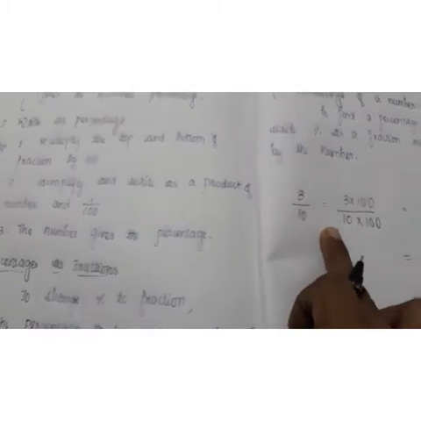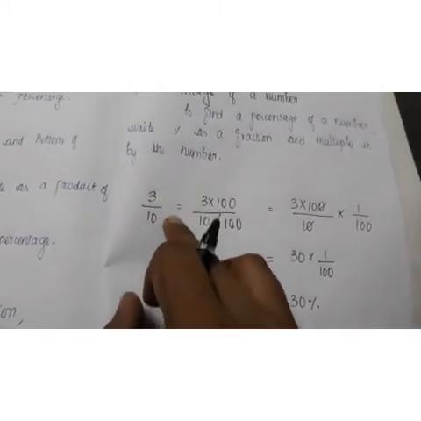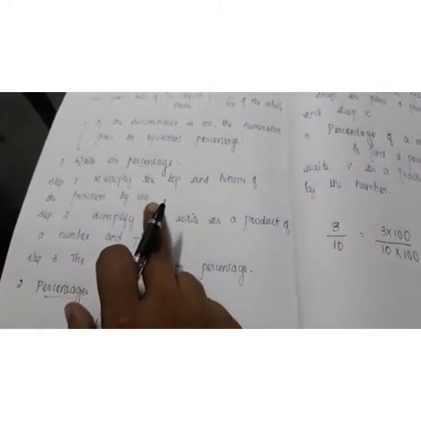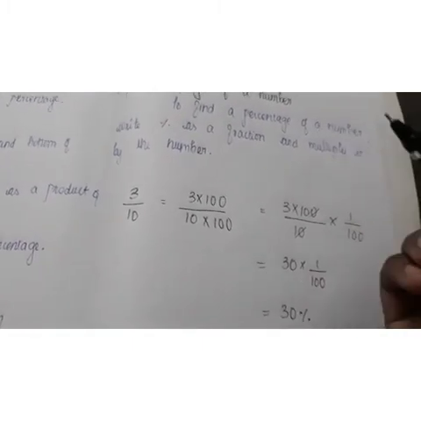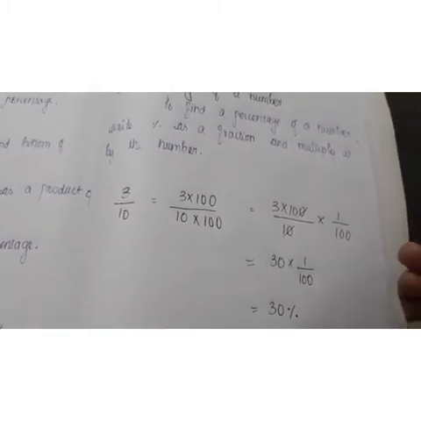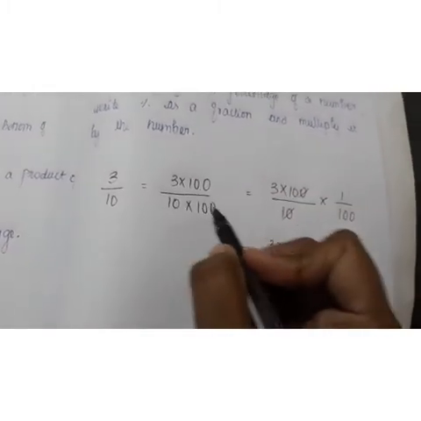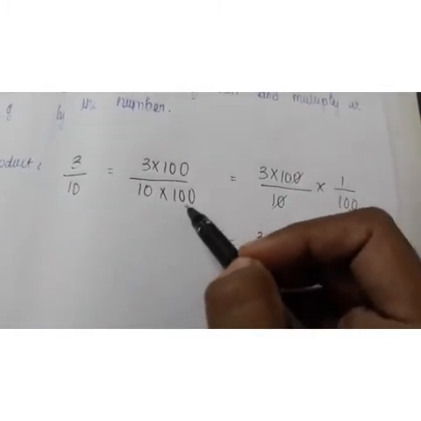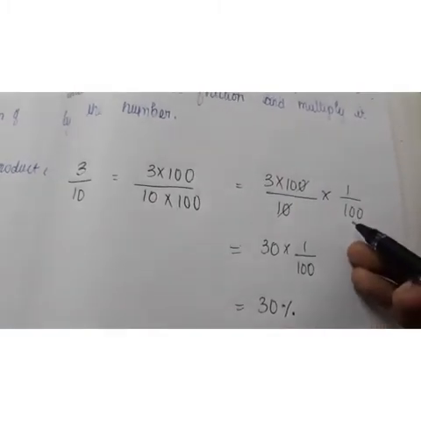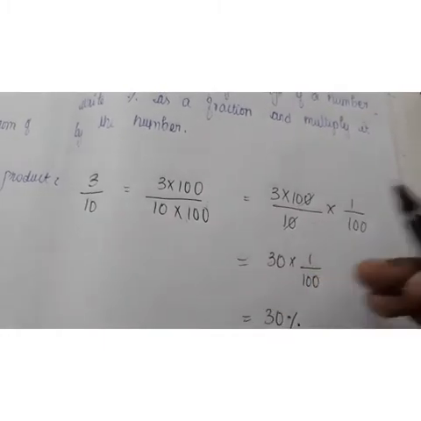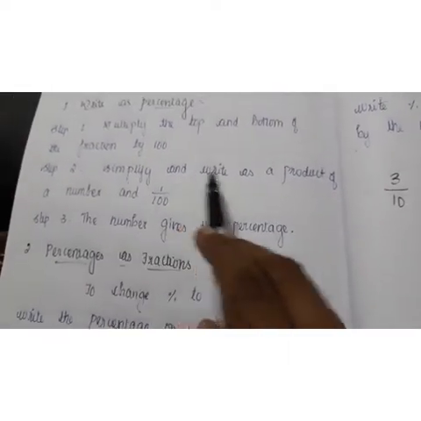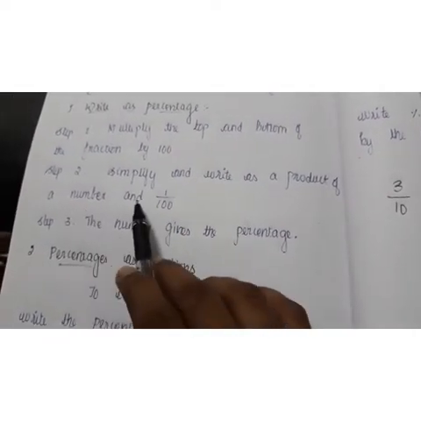See here, for example 3 by 10. One fraction is given. The first step is to multiply the top and bottom of the fraction by 100. So multiply the numerator and denominator by 100, because when 100 is there in the denominator then only we can convert it as percentage, right? So that's why. Then this 1 by 100 I write separately, 1 by 100. Then the remaining things, 3 multiplied by 100 divided by 10. So that is the second step.